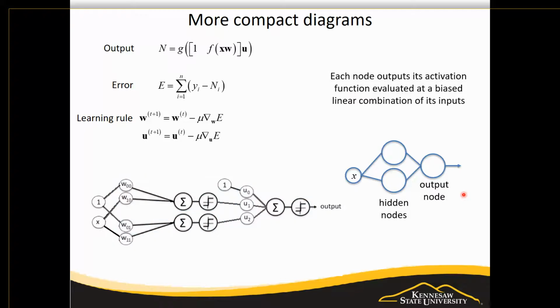Okay? So each of these nodes in one of those circles outputs its activation function evaluated at a biased linear combination of the inputs. So we've got our inputs coming in, a linear combination, each of them is multiplied by something and they're added together. And then there's a bias in there. There's the offset, the intercept part.